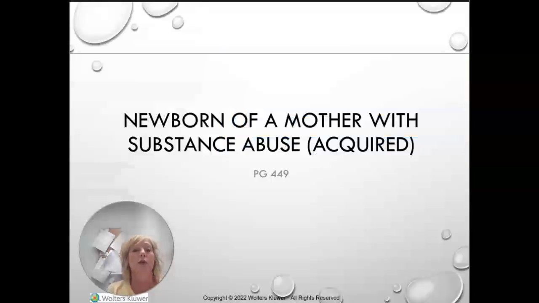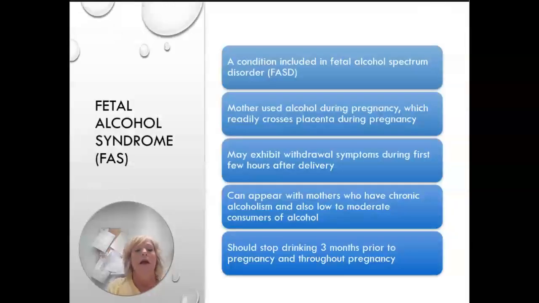So these are babies that are born to moms with substance abuse. Fetal alcohol syndrome is where mom has been drinking throughout the pregnancy. It's been crossing the placental barrier, getting into the baby. Baby will exhibit withdrawal symptoms during those first few hours after delivery. These babies usually appear to look a little bit different. This can appear in mothers who have had chronic alcoholism, or moms who have been low to moderate consumers of alcohol. So it doesn't have to be moms that have drunk every day. These can be moms that have drunk consistently throughout their pregnancy, but maybe not that much.